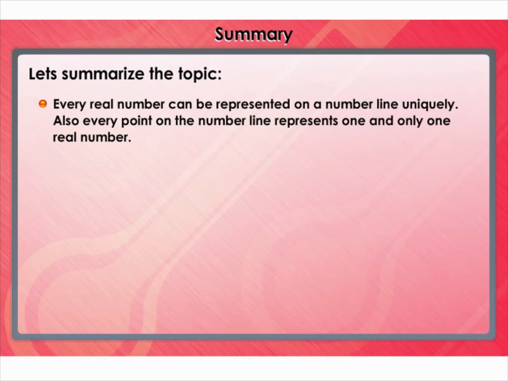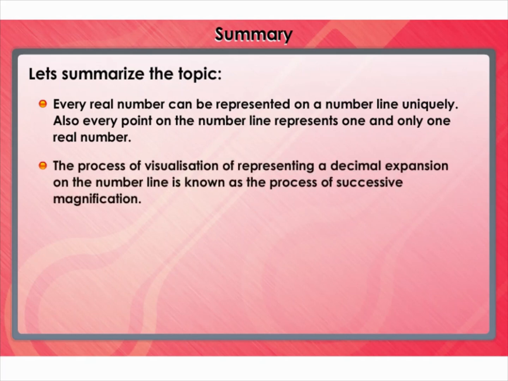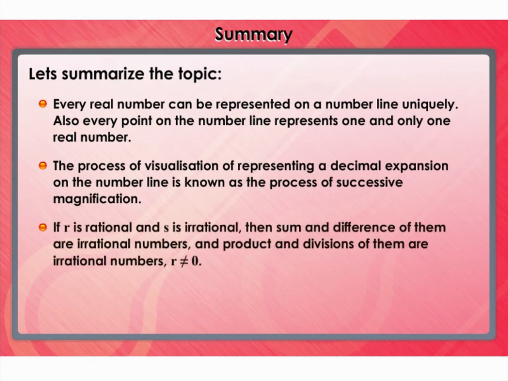Every real number can be represented on a number line uniquely. Also, every point on the number line represents one and only one real number. The process of visualization of representing a decimal expansion on the number line is known as the process of successive magnification. If r is a rational number and s is an irrational number, then the sum and difference of them are irrational numbers, and the product and division of them are irrational numbers, r not equal to 0.